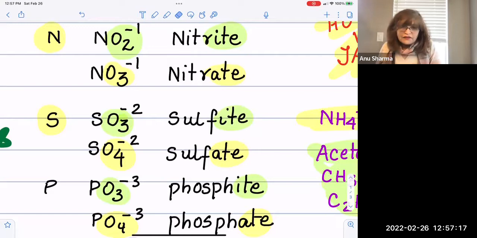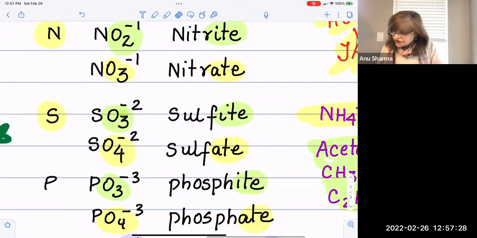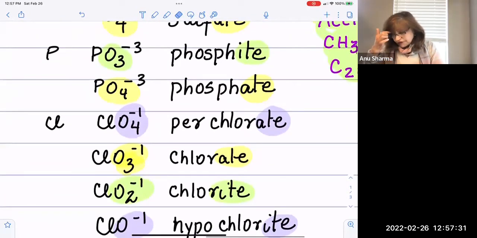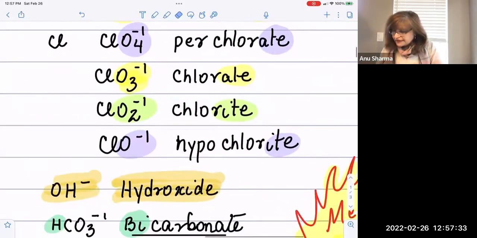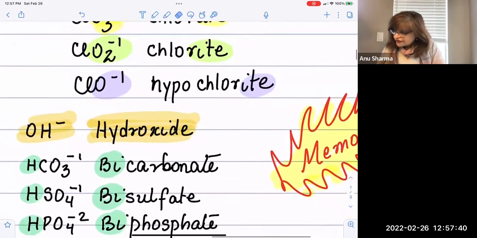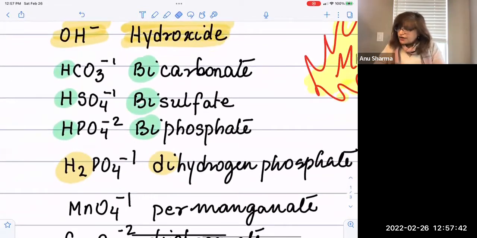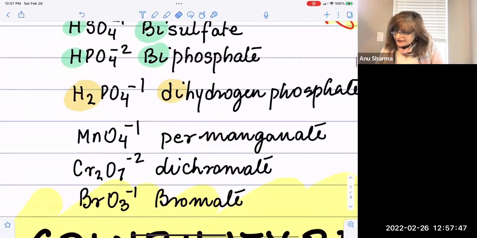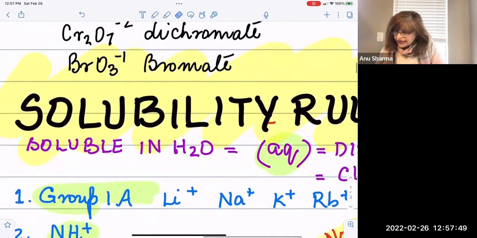So with sulfate, SO4 -2 charge, okay? SO4 -2 charge is sulfate, and SO3 -2 charge is sulfite. Then same is the case with phosphate and phosphide. And we already covered this in the nomenclature video about the chlorate, perchlorate, hypochlorate, and hypochlorite, but look at those videos, okay? Next is the hydroxide, bicarbonate, bisulfate, biphosphate, permanganate, dichromate, bromate.